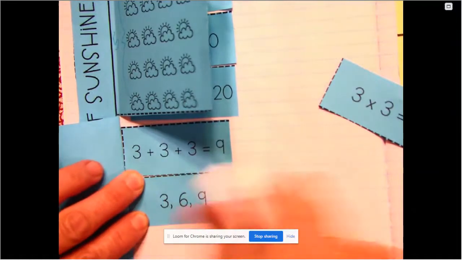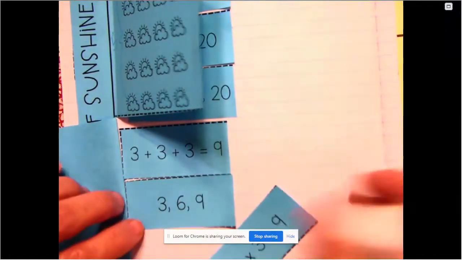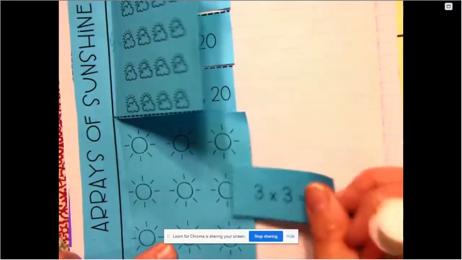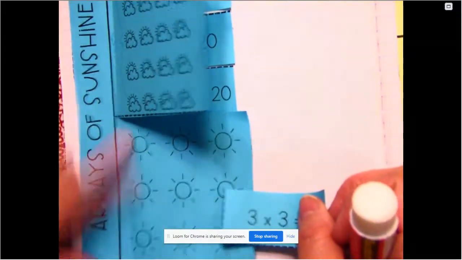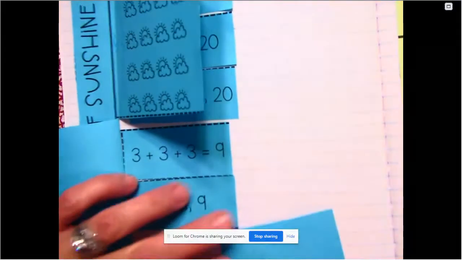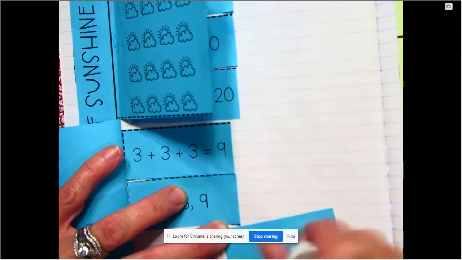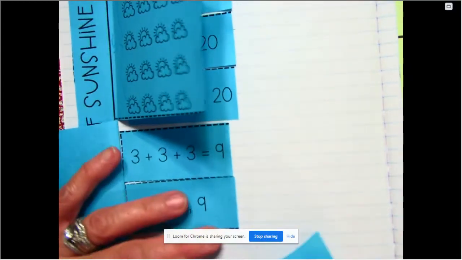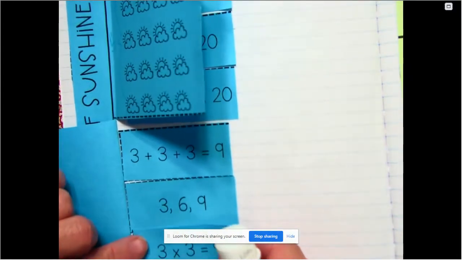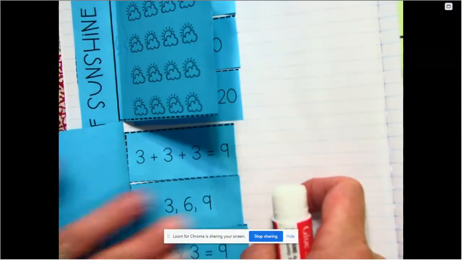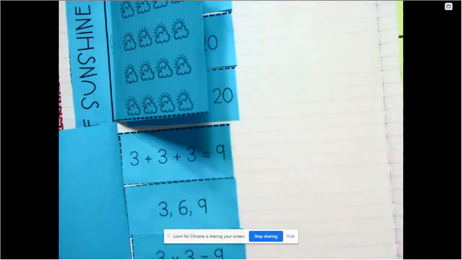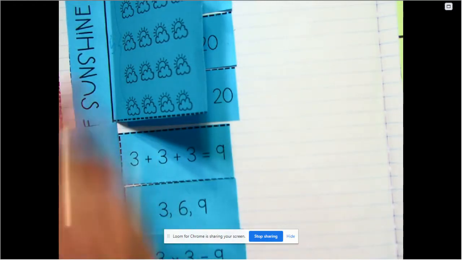Okay. And lastly, we have 3 groups of 3. Do you see 3 groups of 3? 3 groups of 3. Yes. Okay. And then you're going to put your glue away, screw down the glue, snap on your lid. Okay.